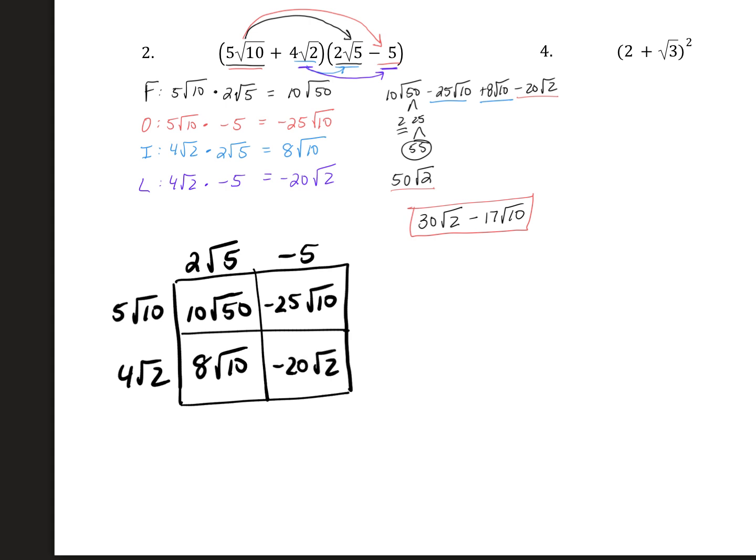And if you compare the outcome of this to what we did with FOIL, you will know it is the same thing. Okay, so if I start putting these all together, 10 root 50 minus 25 root 10, and so on, you can go ahead and just do exactly what is up here and bring your answer down. It will be the exact same thing, okay?